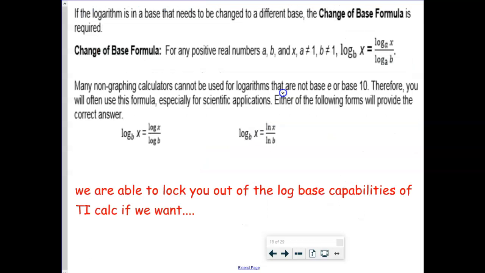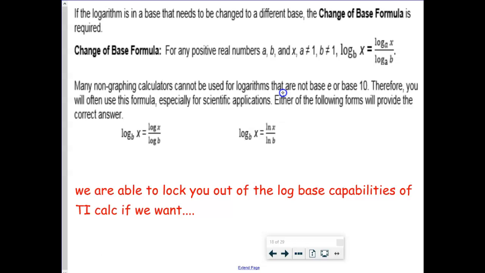Like I said, in my class, that's why we're giving you a no calculator test, so you can't use the change of base feature, because I want you to show me that you can evaluate the simple ones without a calculator. That's the big deal.